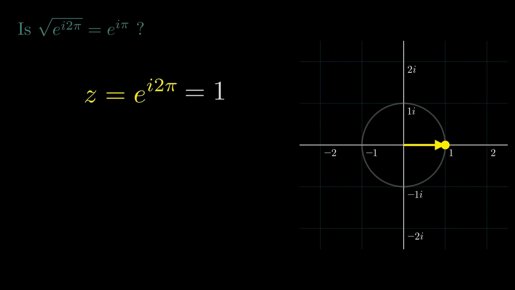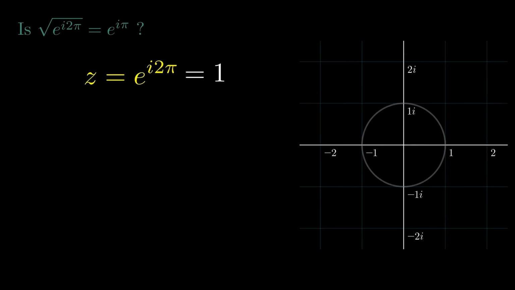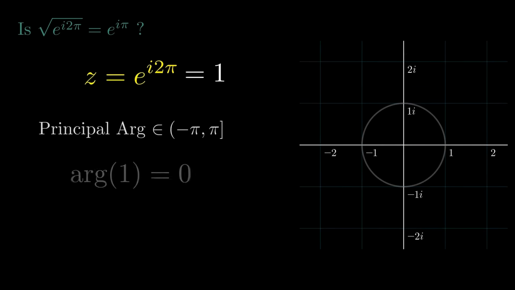Now let's ask a more careful question. Is the square root of e to the i 2 pi equal to e to the i pi? On the complex plane, e to the i 2 pi is a full rotation. You start at 1, go all the way around, and land right back at 1, so the input is just 1. But complex numbers come with a rule. We must choose a principal angle between minus pi and pi. For the number 1, that angle is 0.